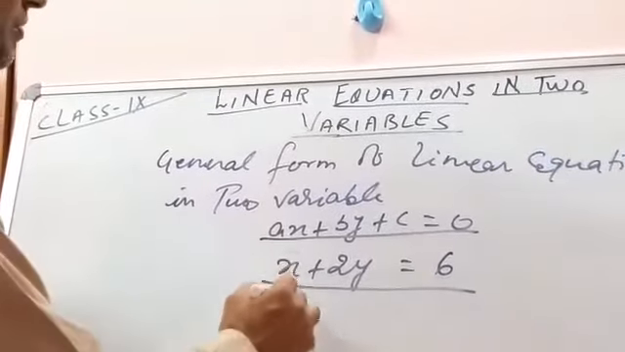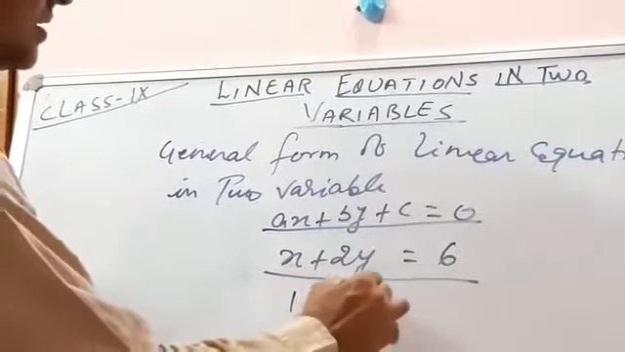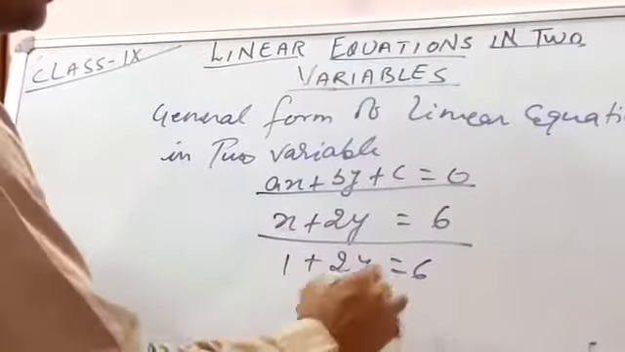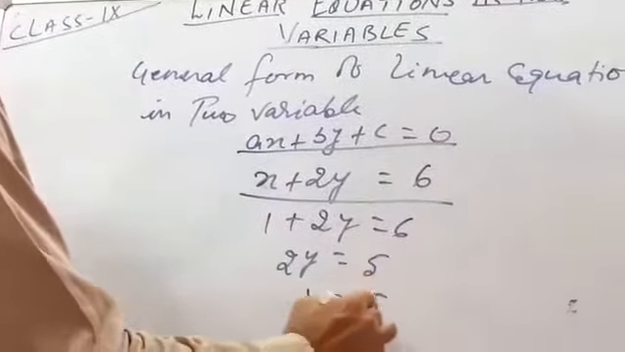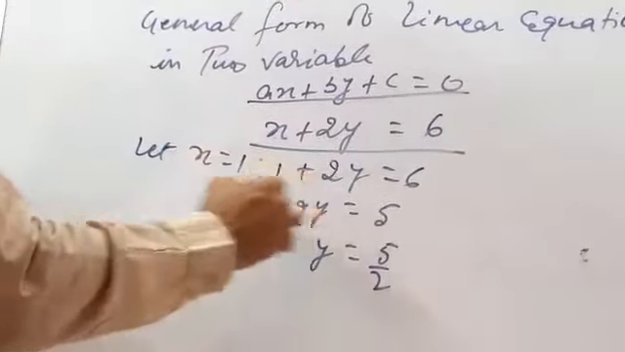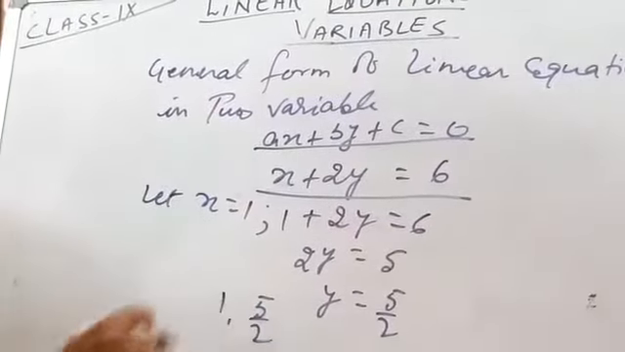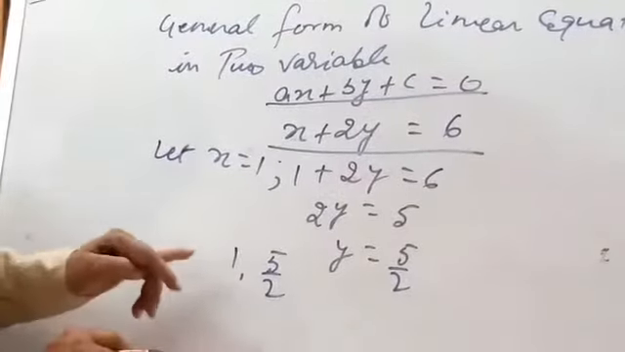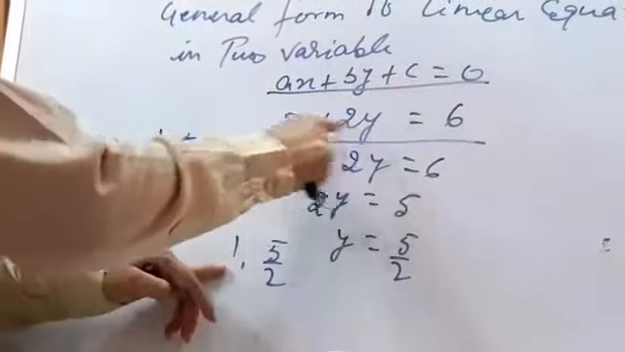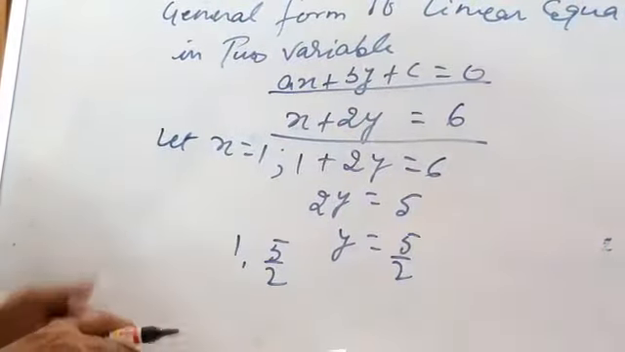Suppose I am assuming the value of x is 1, so 2y is equal to 5, so y is equal to 5 by 2. So here let x be 1, then what is the solution? The solution is 1 comma 5 by 2. What does it mean? It means if we put the value of x as 1 and the value of y as 5 by 2, it gives us 6. This is exactly the meaning of the solution of the equation.